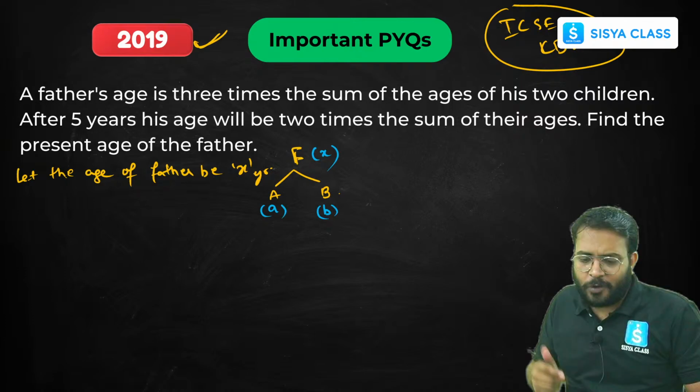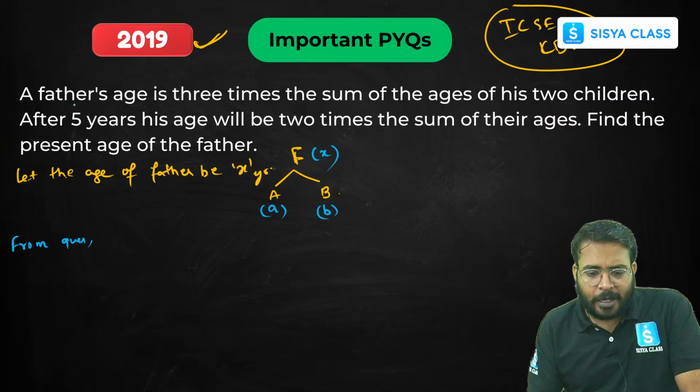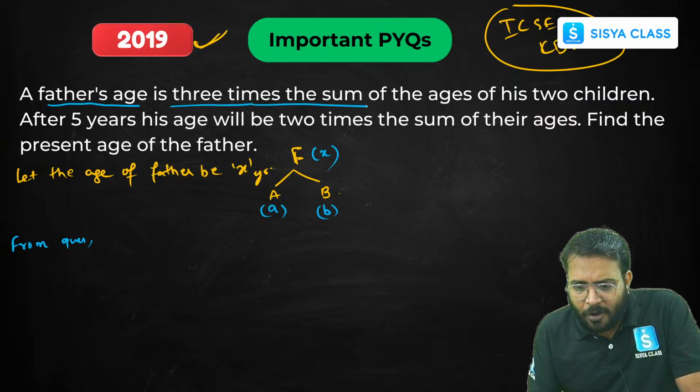Now coming to the question. From the statement, what am I getting? That the father's age is 3 times the sum of the ages of his two children.